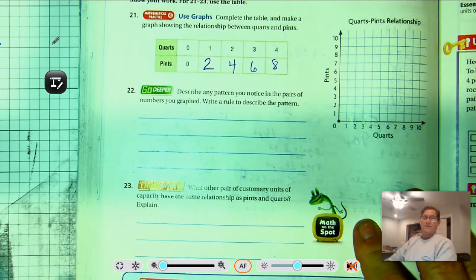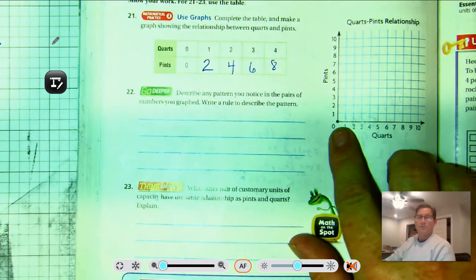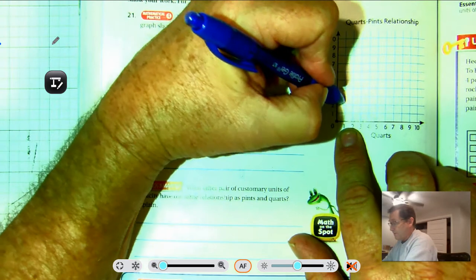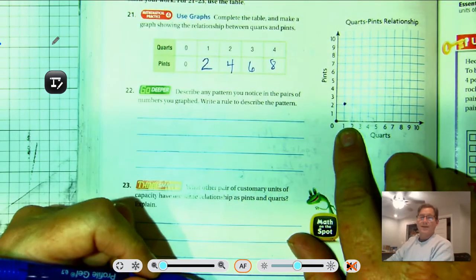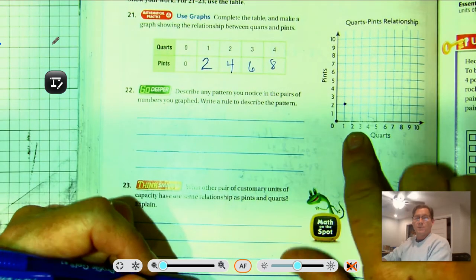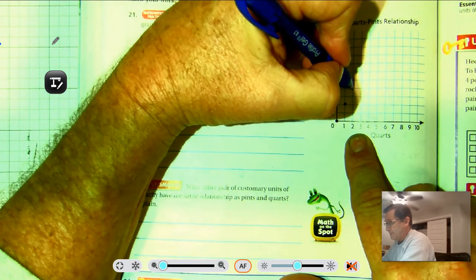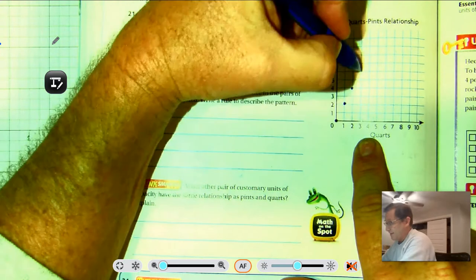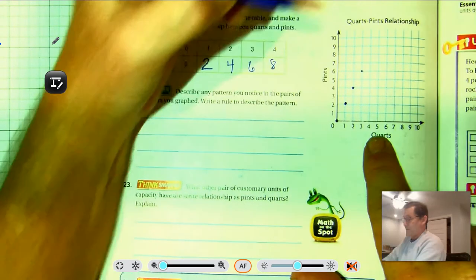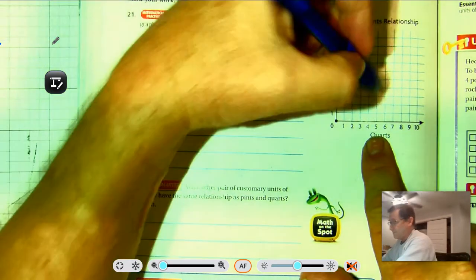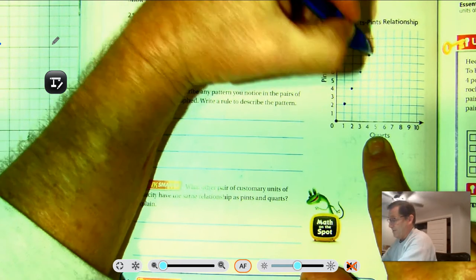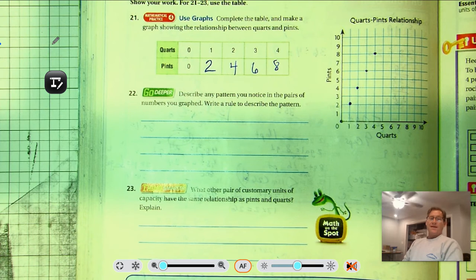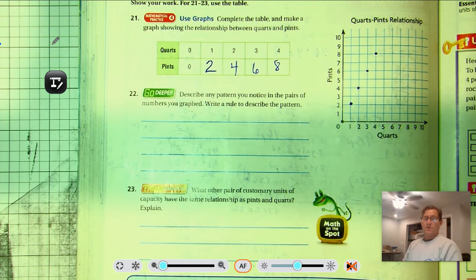All right, so let's graph that. We start at 0, 0, and then we go over 1 quart for 2 pints. 2 quarts, 4 pints. 3 quarts, 6 pints. 4 quarts, 8 pints. Okay. So describe any pattern you notice in the pairs of numbers you graphed, and then write a rule to describe the pattern.